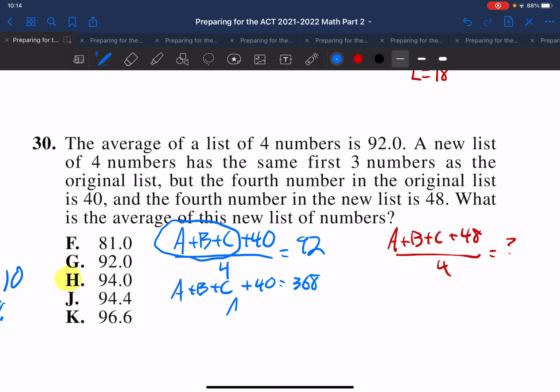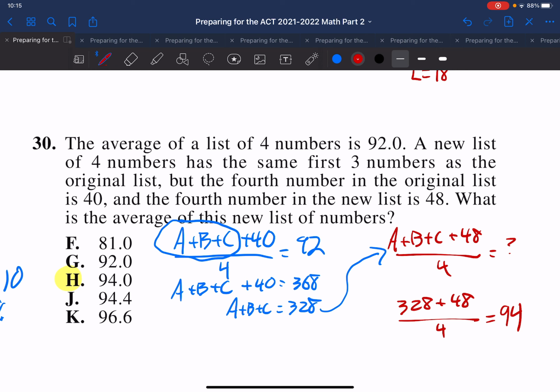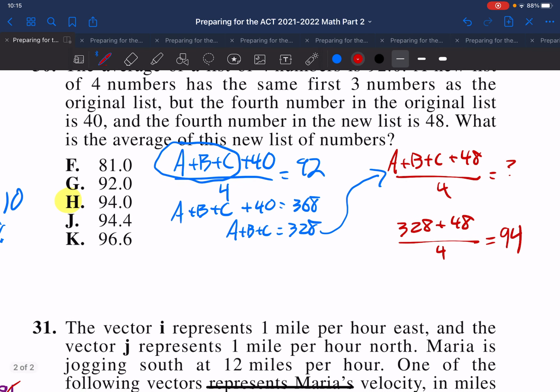Now when I subtract 40, I get A plus B plus C equals 328. So whatever the numbers are, they have to add up to 328. Well, now we can put that up here in place of A, B, and C. So we take 328 plus 48 and divide by 4. And when we do, we get 94. So that's one way to do this problem.